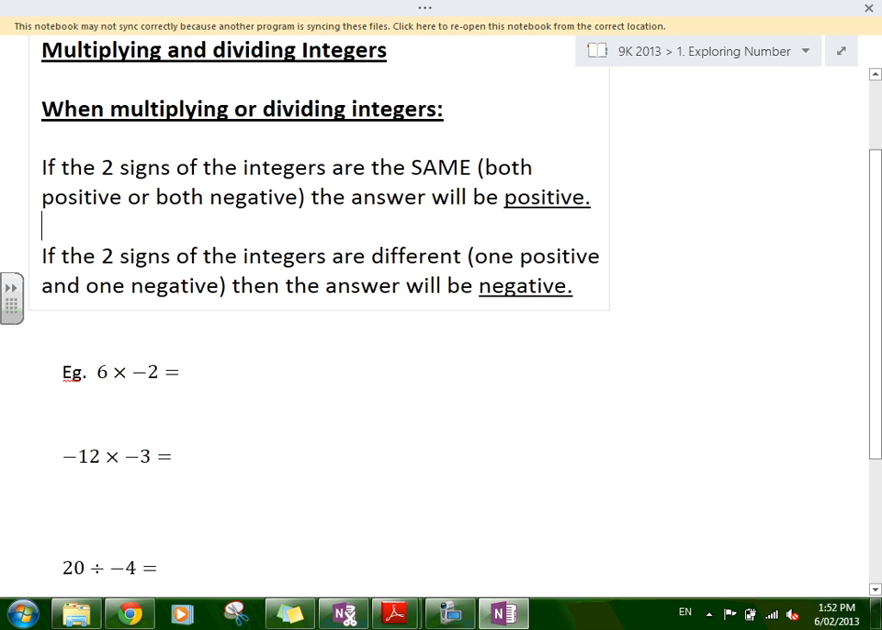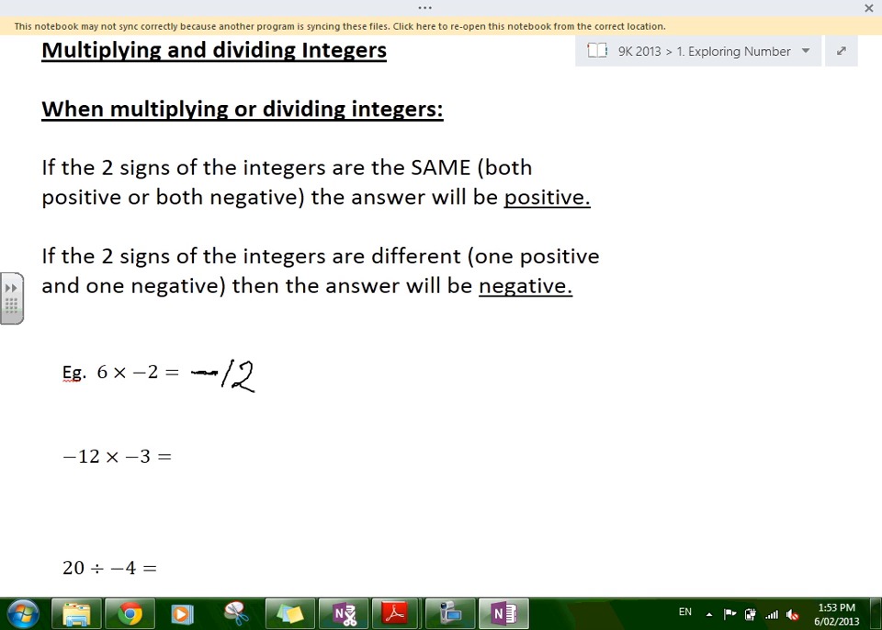6 times minus 2. The first thing we look at, well, this is a positive number, this is a negative number. When you have a positive times a negative, the answer is going to be negative. Once you decide that it's going to be positive or negative, we don't worry about the signs anymore. Just ignore the signs after that. You just look at 6 times 2. It's simply 12. It has to be a negative answer. You just multiply the numbers together. What we call the magnitude, like a quantity, is 12, and it's in the negative direction. Okay, so it's negative 12.